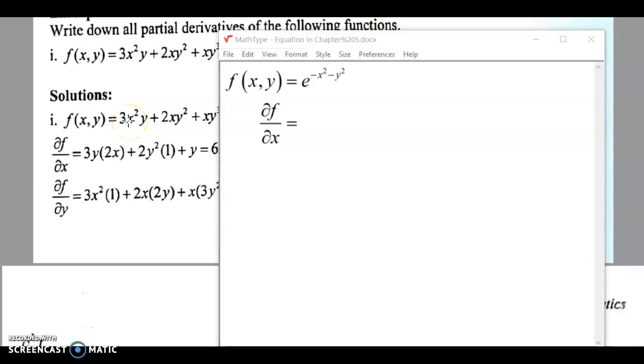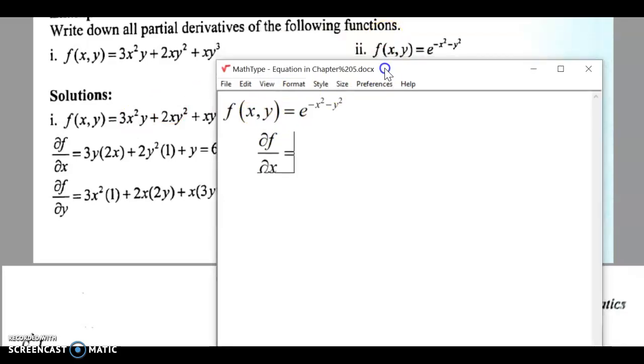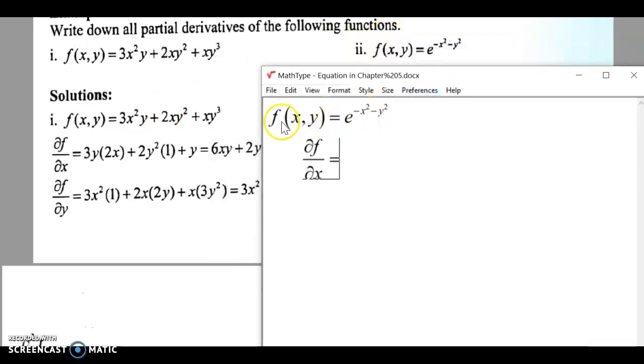Okay guys, let's try to do some more questions on partial derivative. Let's look at this one, which is question number 2. What are all of the partial derivatives of e to the power of negative x squared minus y squared? Right, we start with the partial of this function with respect to x.